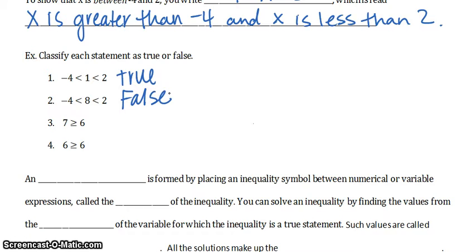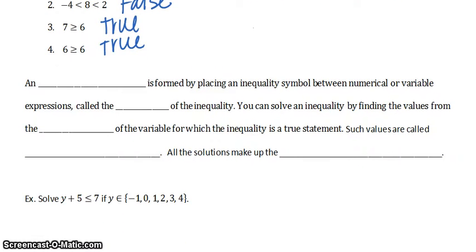7 is greater than or equal to 6. We know it's not equal to, but it is greater than. It only has to be one or the other. So it's true. And 6 is greater than or equal to 6. Well, 6 is not greater than 6, but it is equal to, and it just has to be one of them. So therefore, this is a true statement. Moving right along.